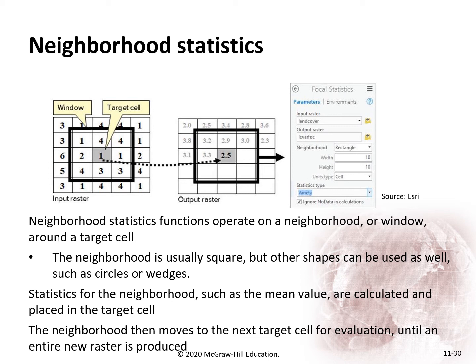Neighborhood statistics. They function on a neighborhood or a window around an individual target cell. They're usually square, but you can also have other shapes like circles and wedges and annuluses. And then it calculates statistics for the neighborhood, like what's the mean value or whatever. And then once it has that value, it moves to the next target cell for evaluation until the entire raster is produced.